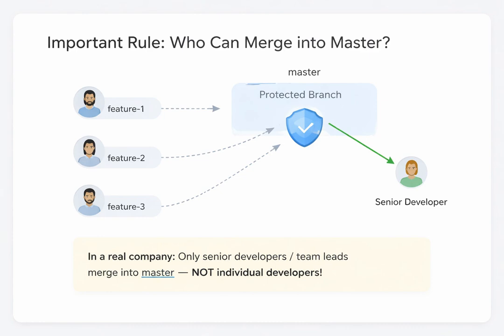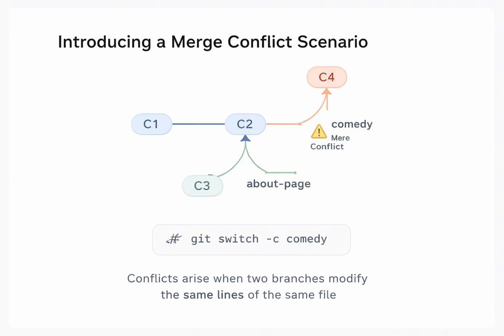Your job is to work on your feature branch, push it, and then create what's called a pull request, asking for your code to be reviewed and merged. We'll cover that process when we get to GitHub, but keep this rule in mind. Never merge into master on your own in a team setting. Now, the instructor introduces a twist, a scenario that leads to what's called a merge conflict.